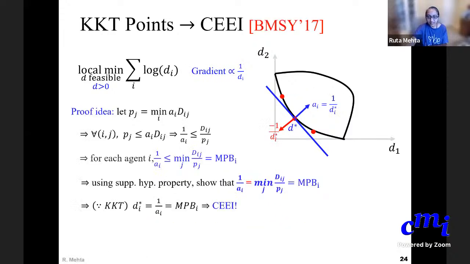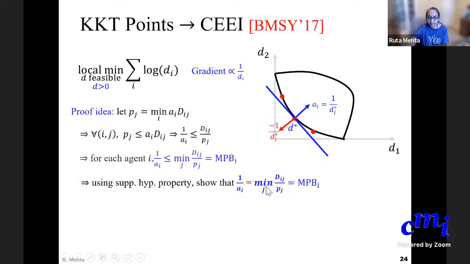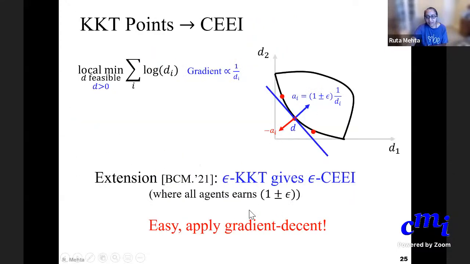So that's it. And when you allow approximate local optima, where the gradient is approximately equal to the normal, you get that every agent is earning or spending 1 plus minus epsilon. That means here you're going to get this 1 plus minus epsilon multiplier. Everything else remains the same. So the earning is not exactly 1, but 1 plus minus epsilon. So approximate KKT gives you approximate CEI.